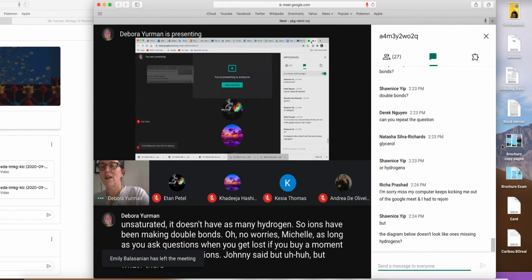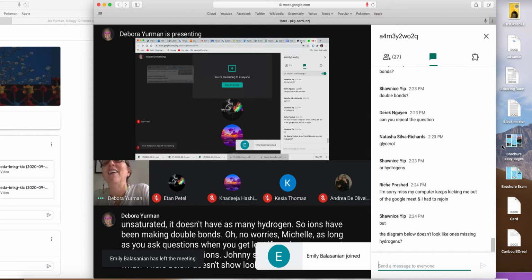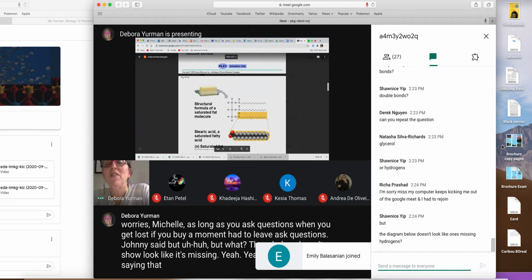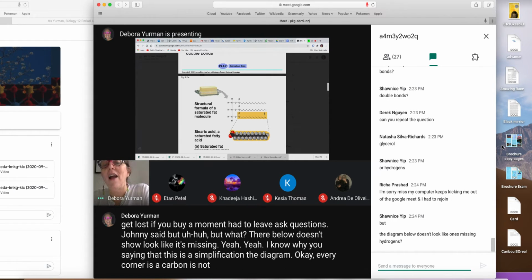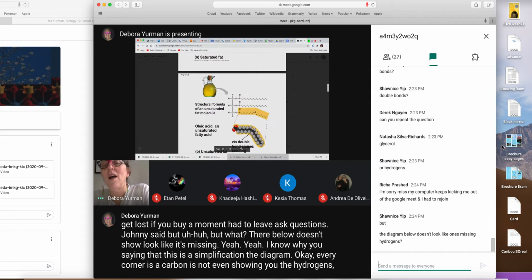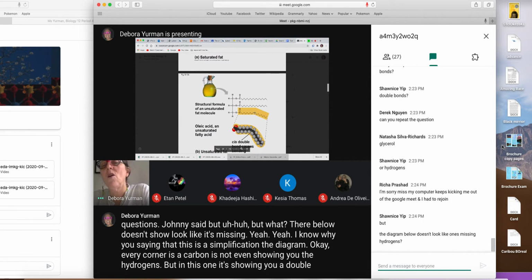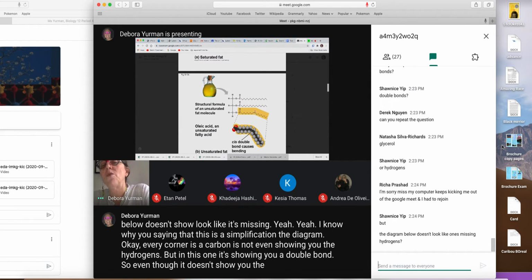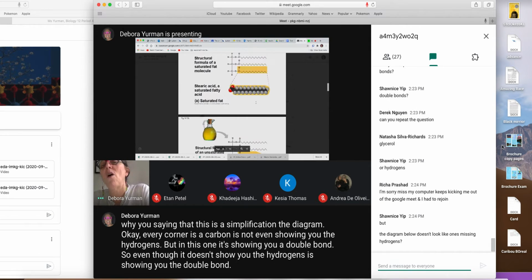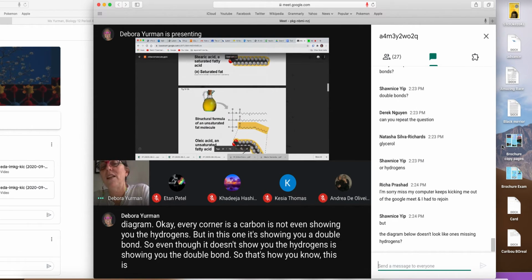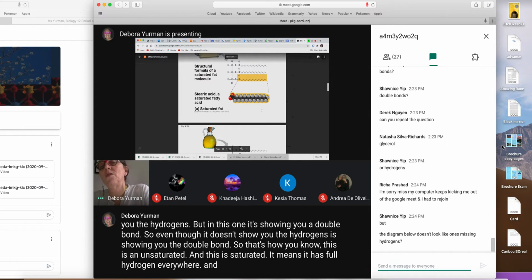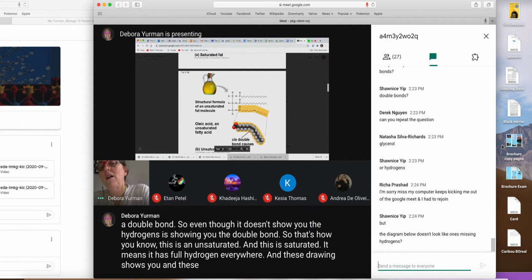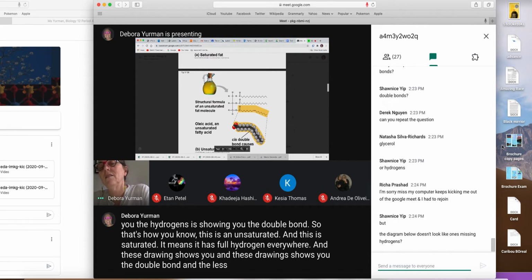There below doesn't look like it's missing. Yeah, I know why you're saying that. This is a simplification, the diagram, okay? Every corner is a carbon. It's not even showing you the hydrogens, but in this one, it's showing you a double bond. So even though it doesn't show you the hydrogens, it's showing you the double bond. So that's how you know this is unsaturated, and this is saturated. It means it has full hydrogen everywhere. And this drawing shows you the double bond and the fewer hydrogens in here.